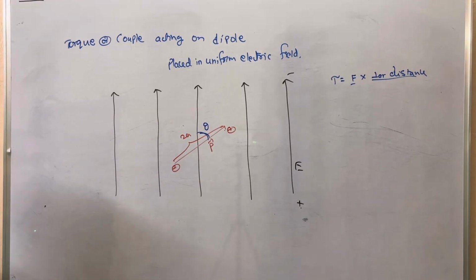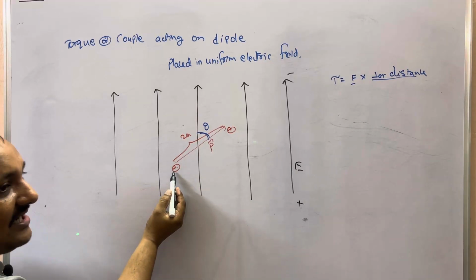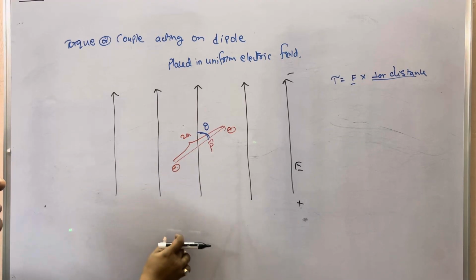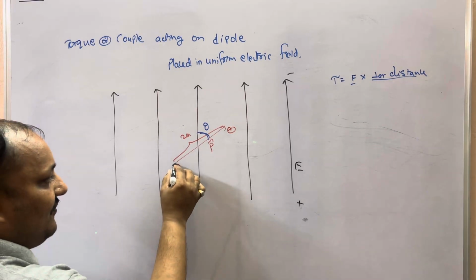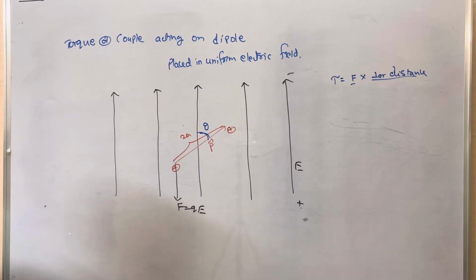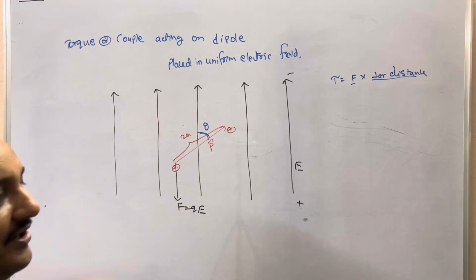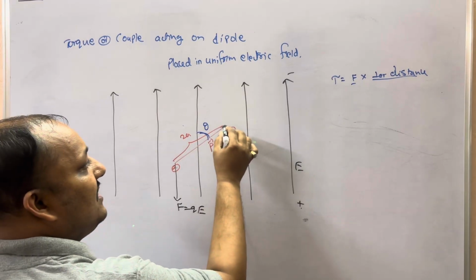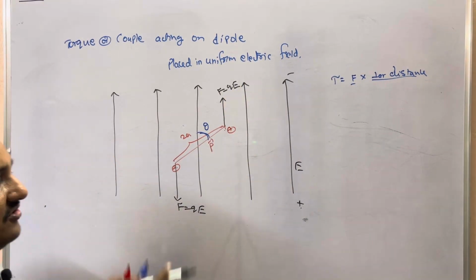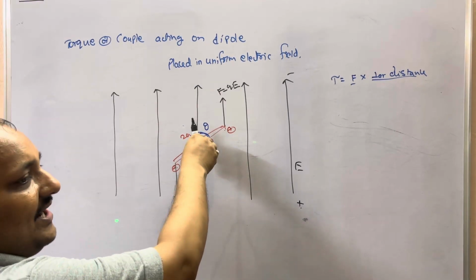Whenever we are taking one negative charge within the electric field, does negative charge move in the same direction or the opposite direction? In the opposite direction of electric field. Therefore, force on this is F equal to QE downwards, because on negative charge, force always acts in the opposite direction. Positive charge, in the same direction. F is equal to QE. So, two equal and opposite forces are acting, therefore it is going to rotate like this.